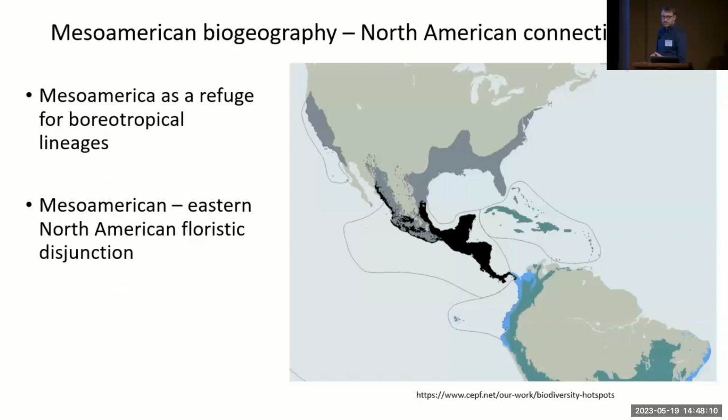So these are the two main topics that I'll talk about. I'll talk about briefly how Mesoamerica represents something of a refuge for a lot of boreotropical lineages that grew across the Northern Hemisphere during the early Cenozoic. And then I'll focus more on this Mesoamerican, Eastern North American floristic disjunction pattern, which has been very understudied, but I think has a lot of potential as a study system to understand plant evolutionary responses to climate change.